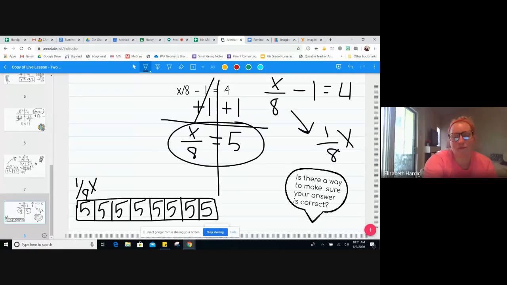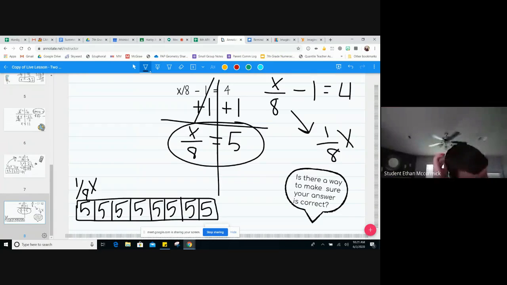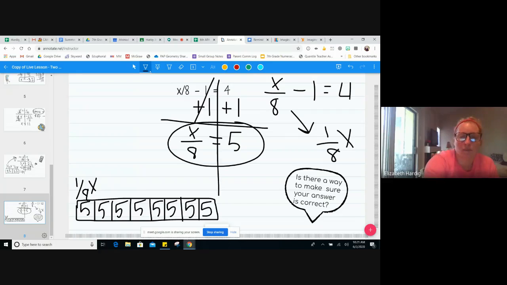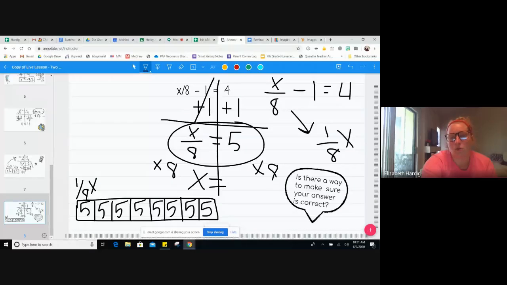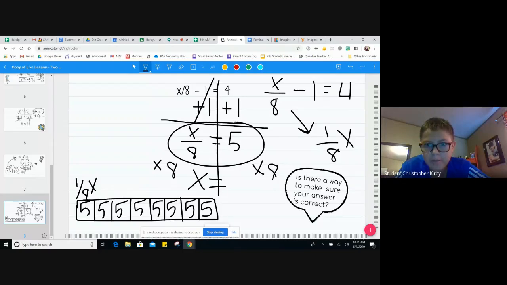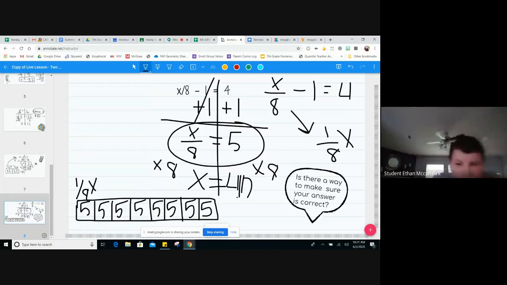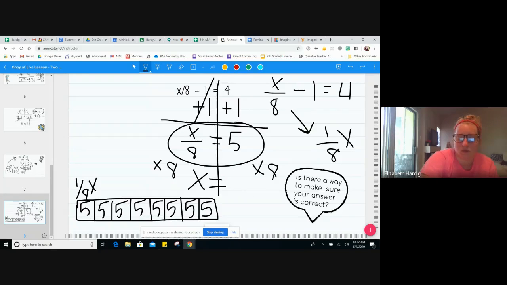How many groups of 5 do I have right there? 8 groups of 5. So really, I can multiply by 8 here. And I get 8/8, which I know is 1 whole x. And it equals, well, what's 5 groups of 8? Or 8 groups of 5? 40. Make that look like a 40. 40. So x is equal to 40.